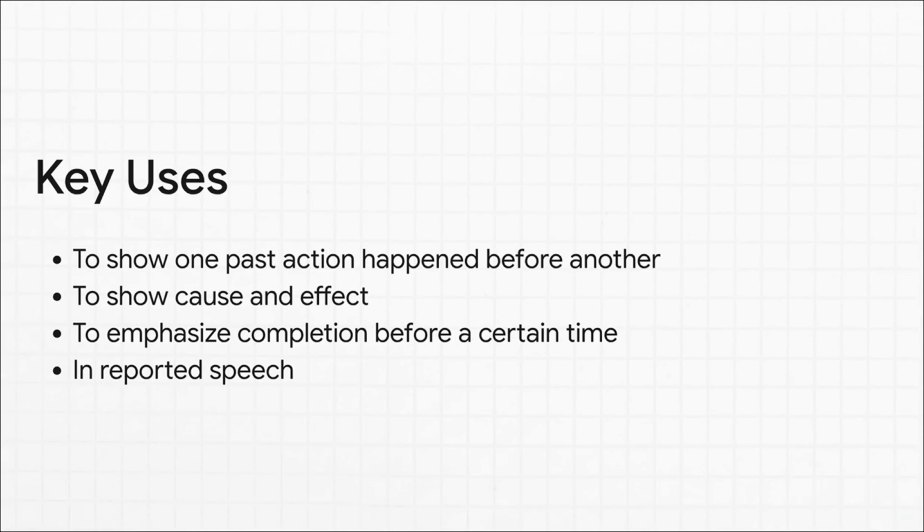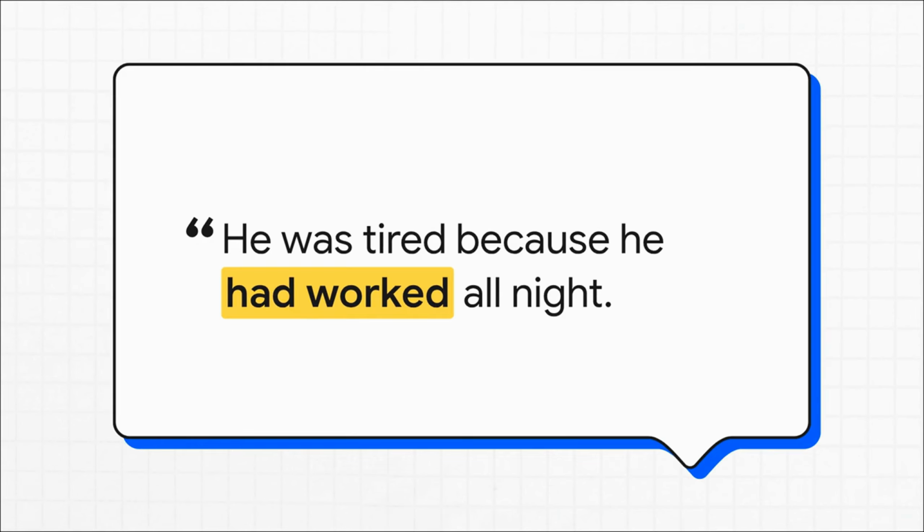So when do you actually use it? Well, there are a few key situations where the past perfect is your best friend. It's great for showing which action happened first, for connecting a cause to an effect, for talking about something that was finished by a certain time, and even when you're telling someone what another person said. Let's look at some actual examples. Okay, check this one out.